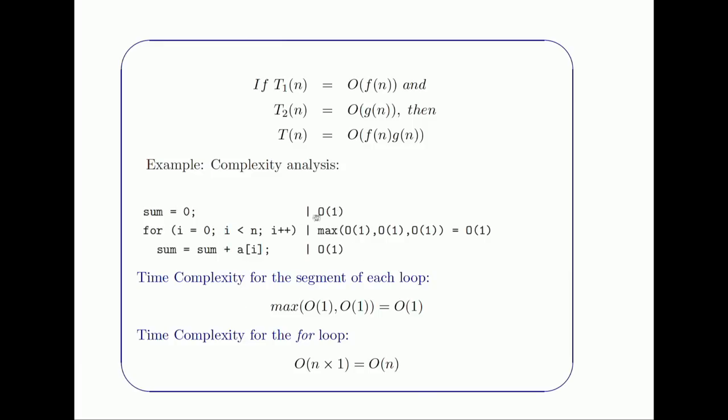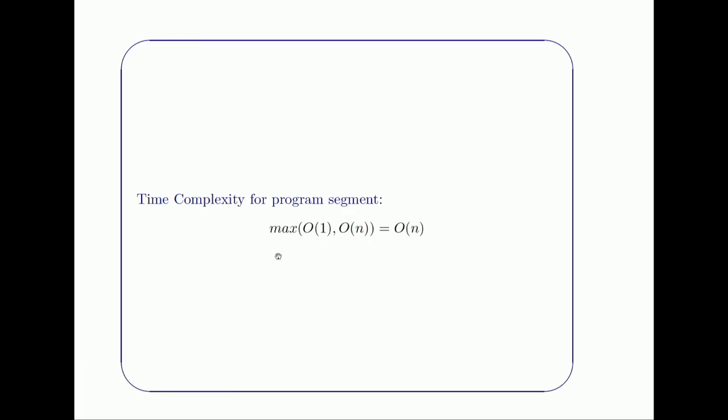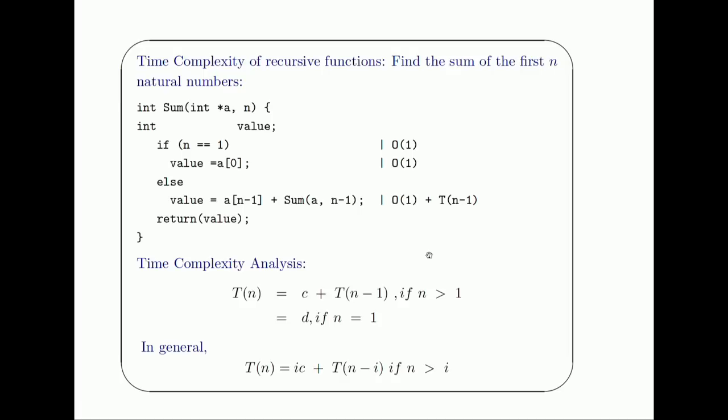So, if you look at the time complexity of the entire program now, this is program segment P1 and this is another program segment P2, and it is a sum program. Now, you have to apply the sum rule and you get that the time complexity for the program segment is order of n. Next, we will look at another kind of complexity analysis.